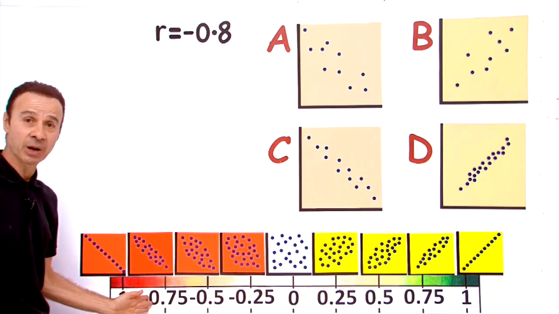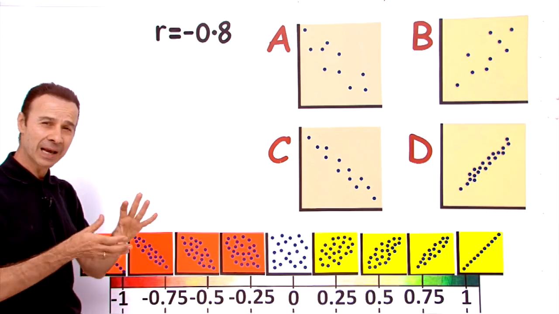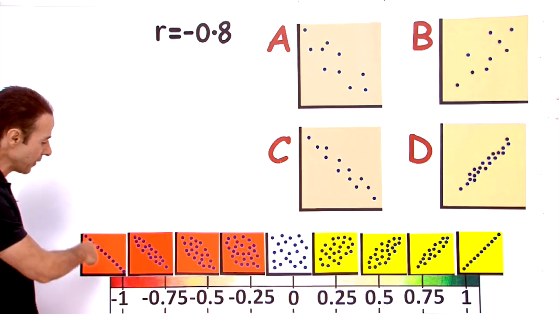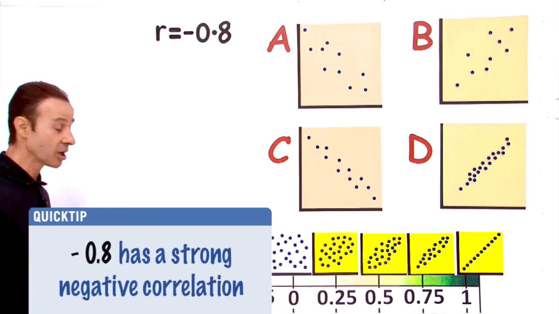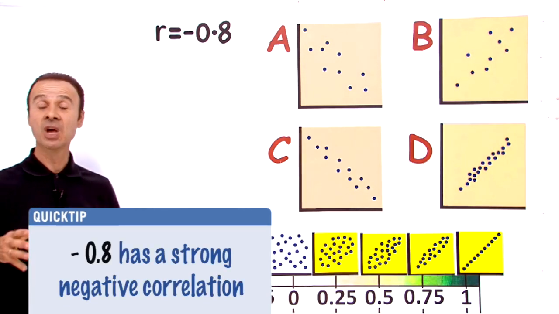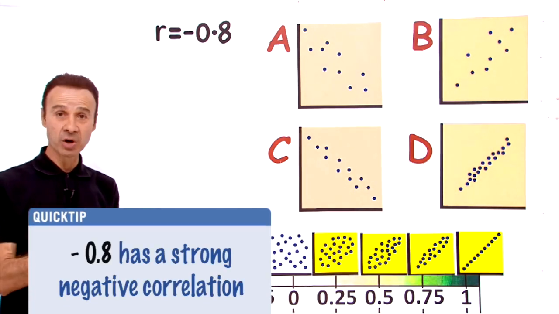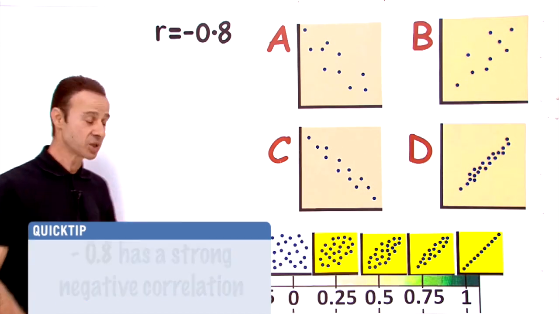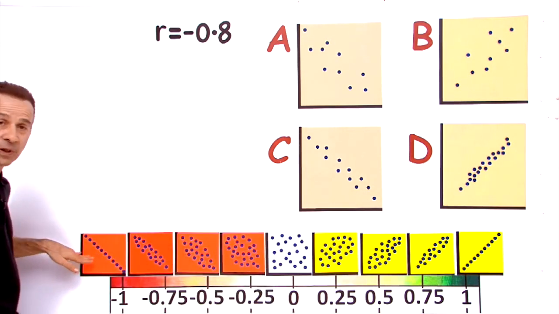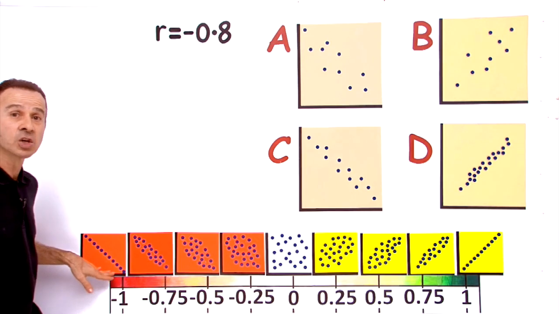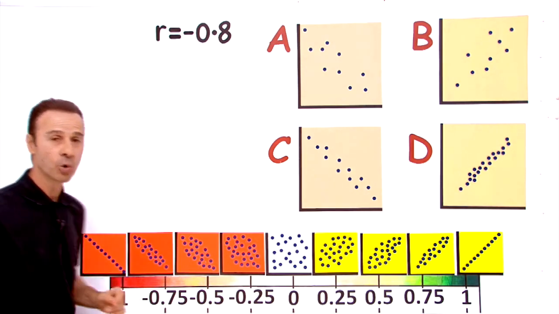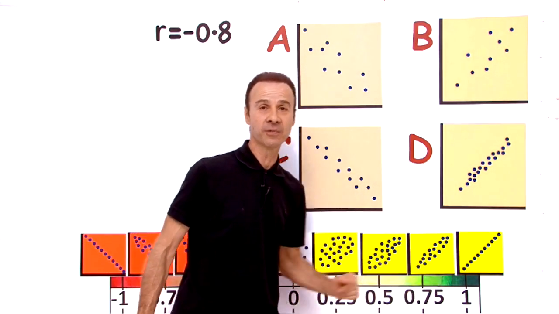So it's a negative gradient, we know that. And the dots are going to be fairly close together, but obviously not perfectly close in a straight line. So there's going to be a strong linear relationship because the closer the dots, the stronger the relationship. And the stronger the relationship, the closer we get to the perfect relationship, which is a series of straight lines, whether it be a perfect negative or a perfect positive correlation.